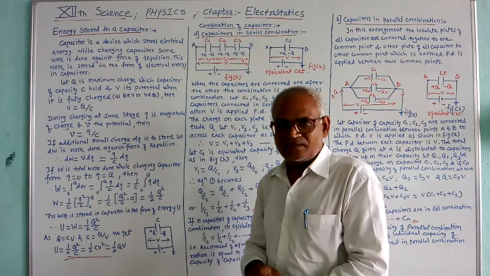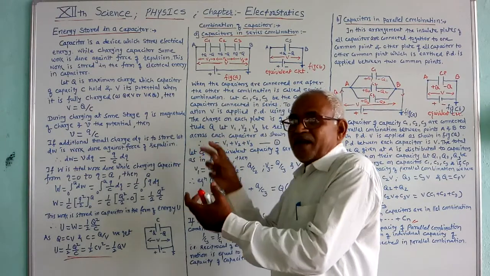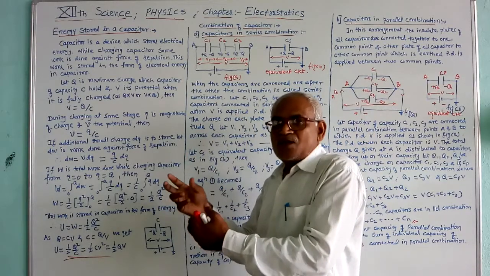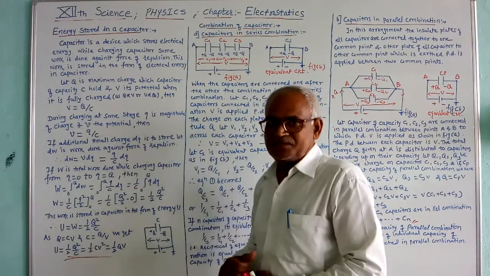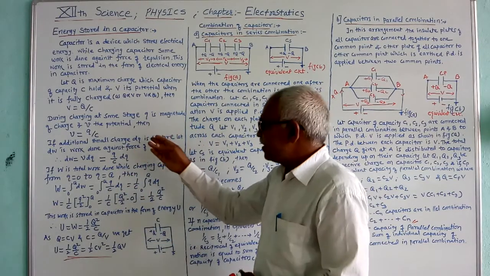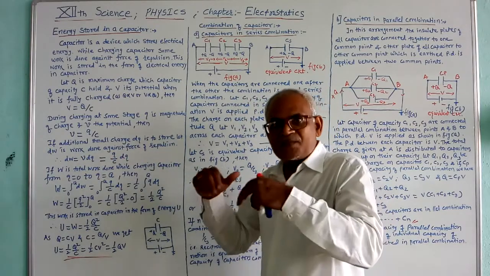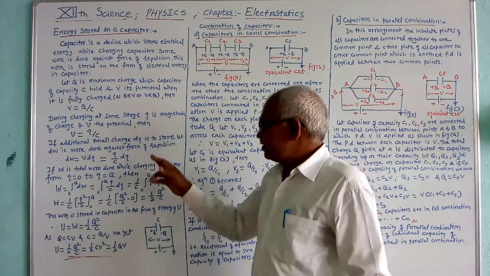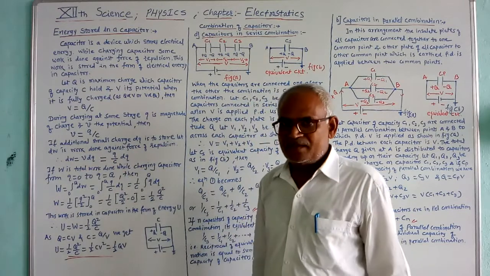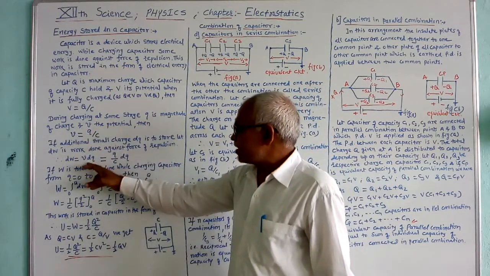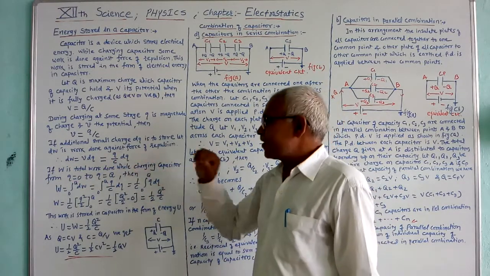Now if we have to additionally store a small charge of magnitude dq in the capacitor, then there is some work performed to store that small charge dq against the force of repulsion. Hence that work done dw is equal to the product of charge and potential, the product of this charge dq and the potential small v. Substituting the value of small v from this equation, we get work done dw is equal to q by C into dq.